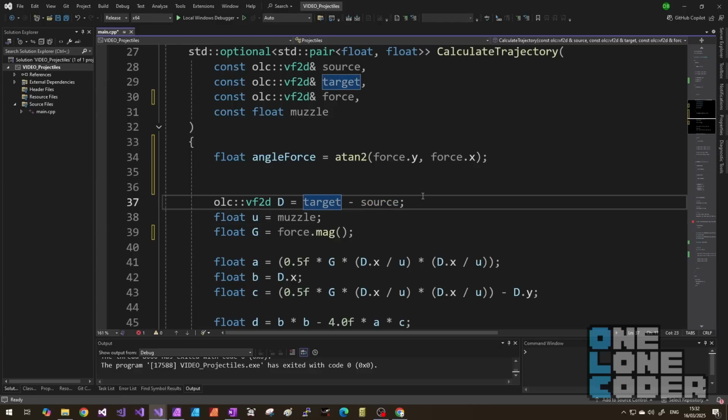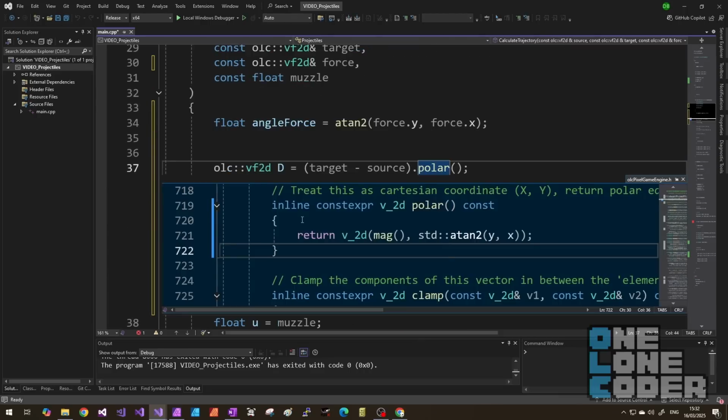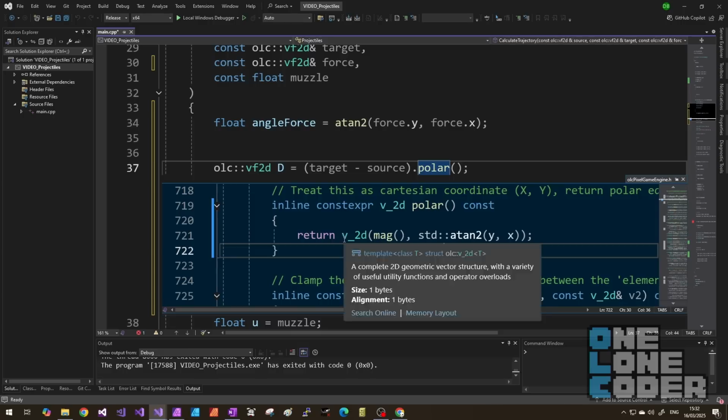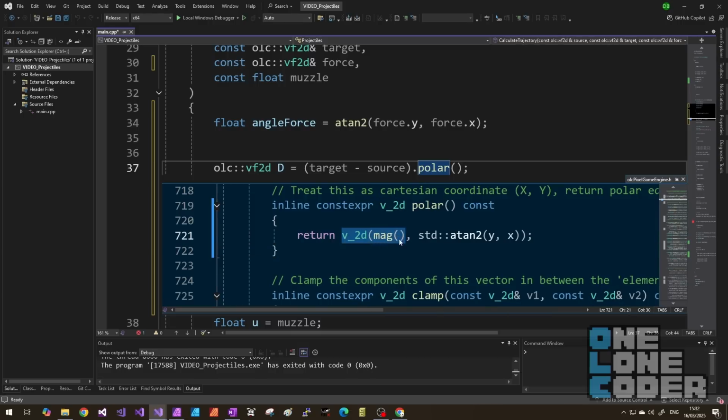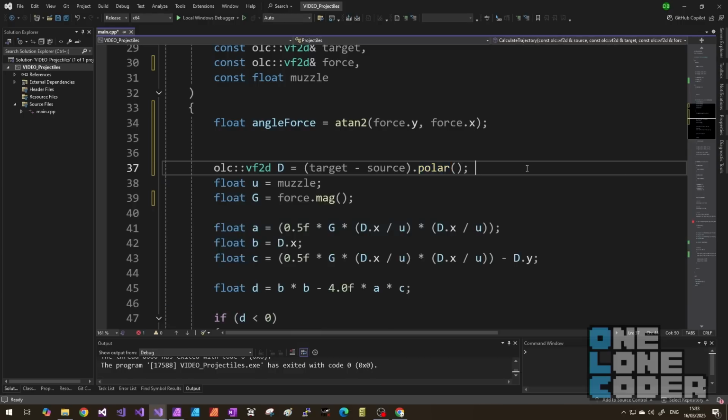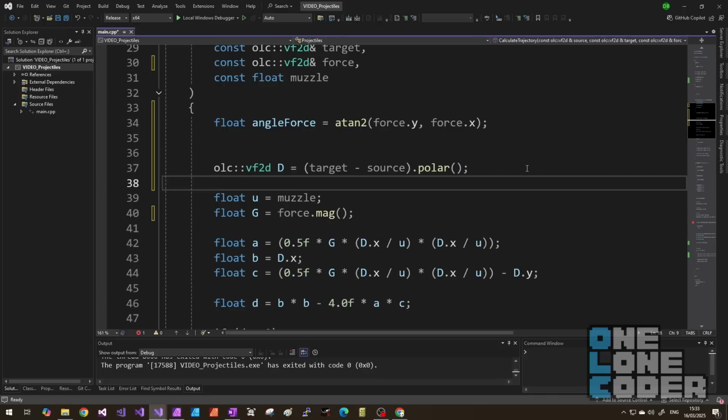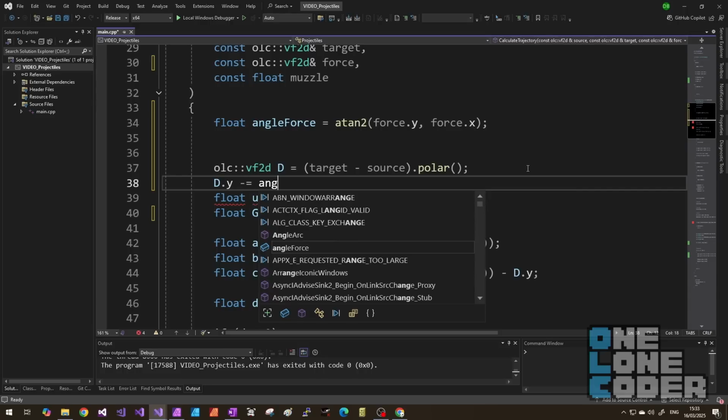Any point in Cartesian space can be represented in polar space, where you have a radius and a theta from the origin, by using the polar function. There's nothing especially complicated about this function, it just returns a vector where it's calculated the magnitude and the angle. Now we have the displacement between the target and the source as a polar coordinate. The x component of that vector represents the radius, and the y component represents the angle.